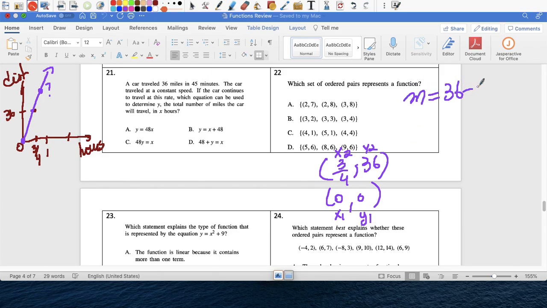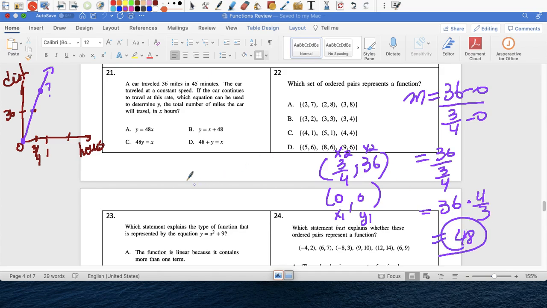So 36 minus 0 over 3/4 minus 0. You get 36 over 3/4. And if you put that in your calculator, you eventually get 48. Remember, this is a complex fraction, so 36 times the reciprocal of 3/4, which is 4 over 3, would have gotten you 48. So the slope is 48, and this missing number would have been 48x. And there's our answer. That took a little longer.